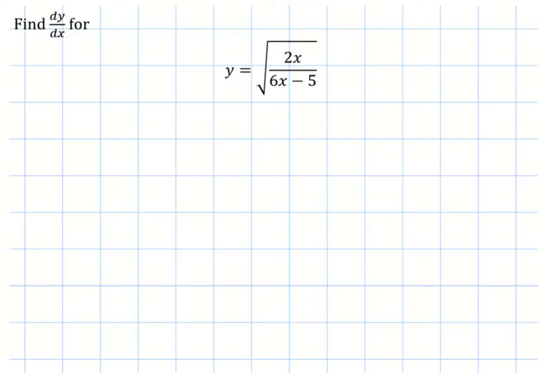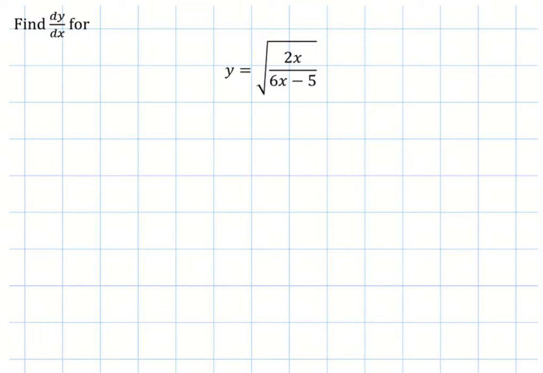We're going to find the derivative of this function. There's a few ways to do this. We can consider the whole thing inside the square root as a function, and we use the chain rule. What I'm going to do is use implicit differentiation.